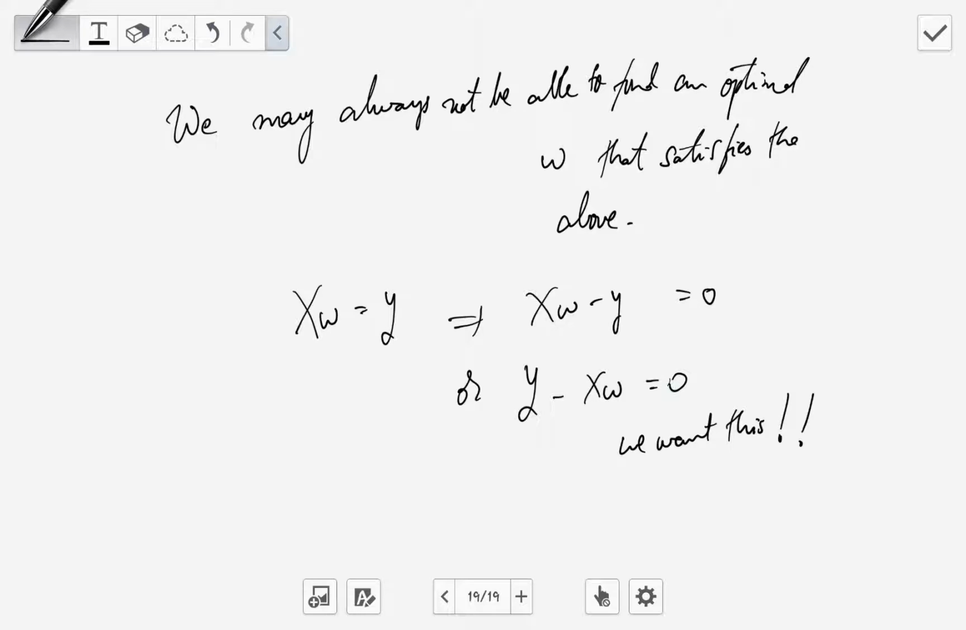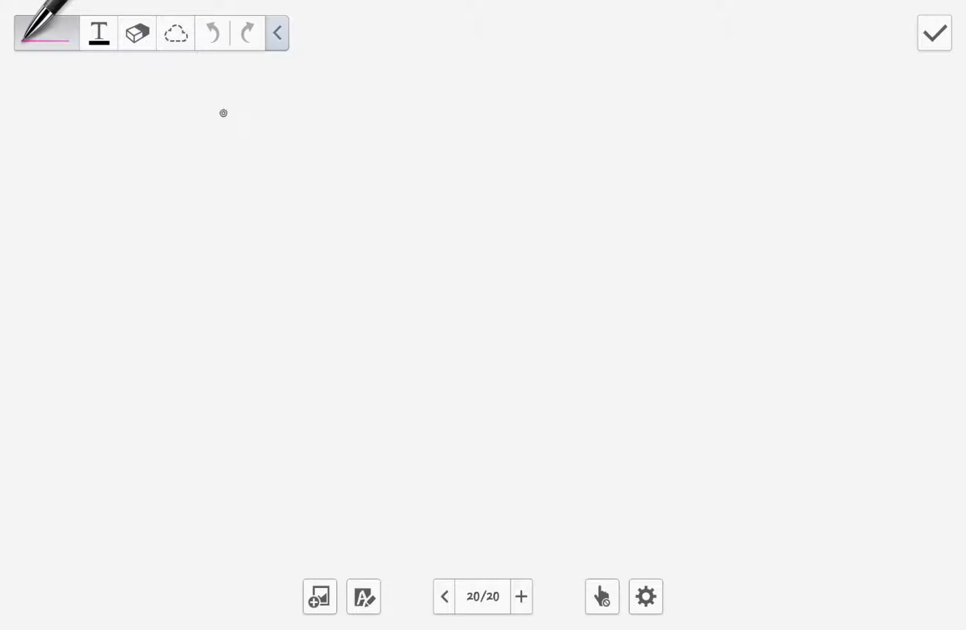Now, if this was not possible, what is the nearest thing that can be done? The nearest thing that can be done is, see, y minus xw belongs to R^(d+1). Fine. Now what we can do is, we can minimize the pth norm of y minus xw.